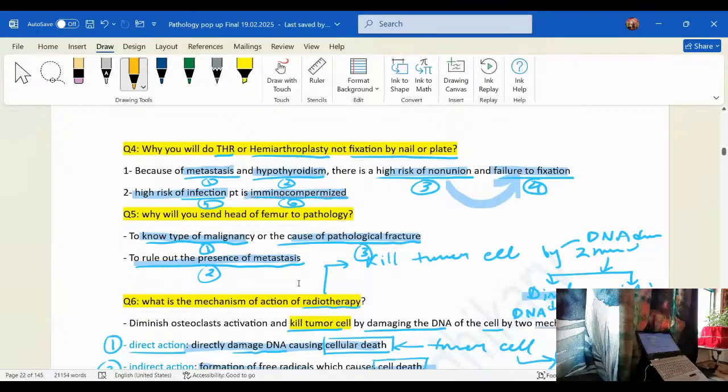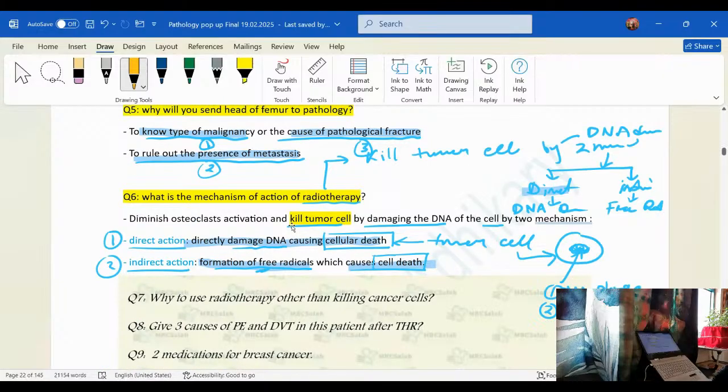What is the mechanism of action of radiotherapy? Radiotherapy diminishes osteoclast activation, and it kills tumor cells by damaging the DNA of the cell.